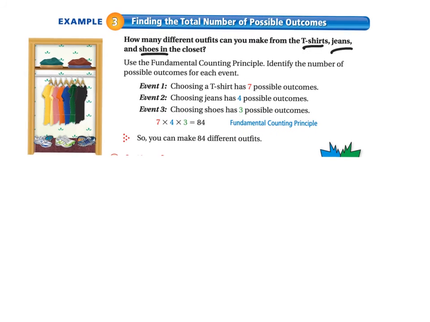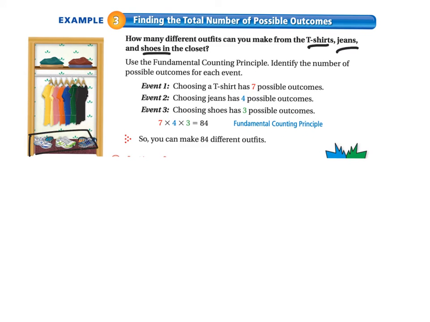Looking at this particular example, now instead of just having crust and pizza style, or a cube and a coin, apparently I'm looking in my closet and I'm talking about t-shirts, I'm talking about jeans, and I'm talking about shoes. So now I have 3 separate events happening. Can you see that in the picture? Here's my shoes, here's my t-shirts, and here's my jeans. And they're all different colors.